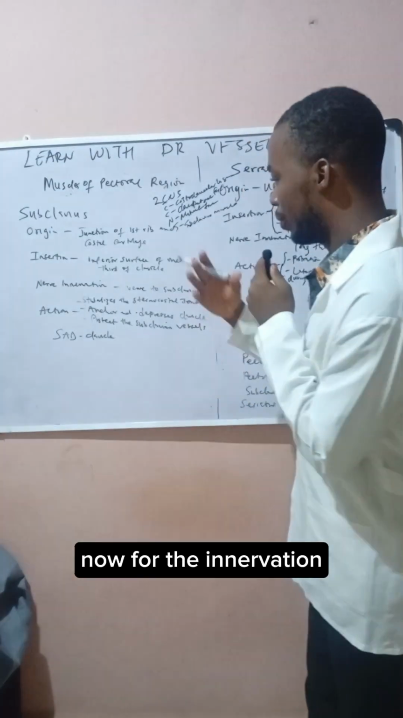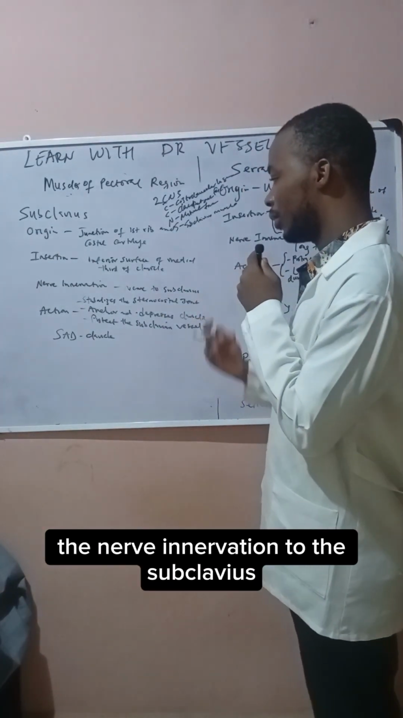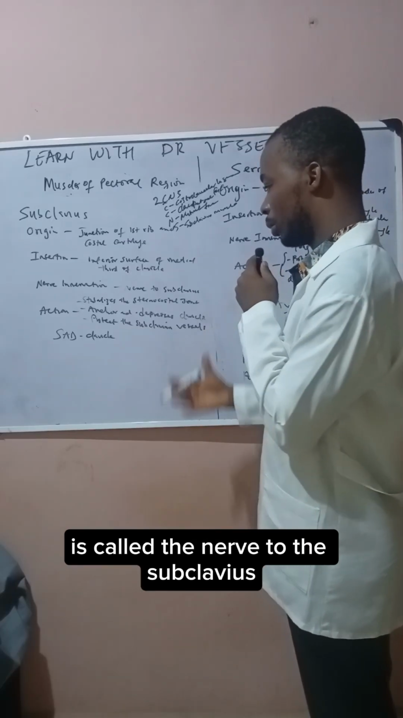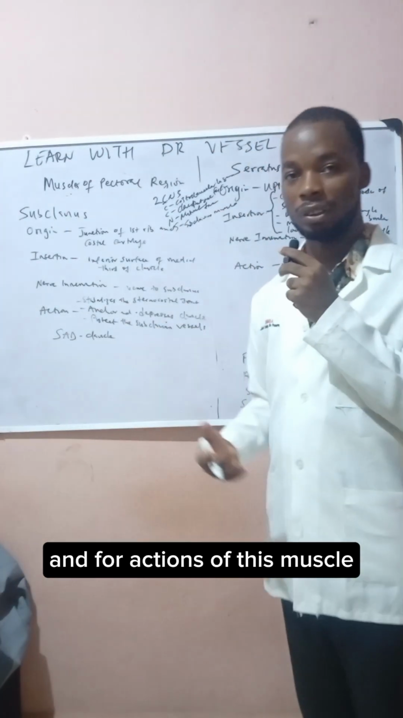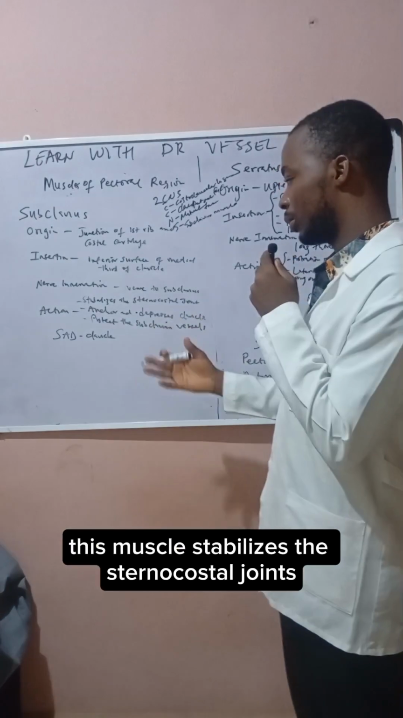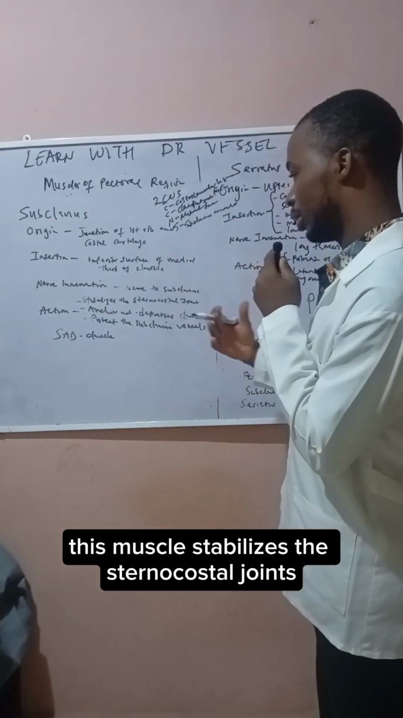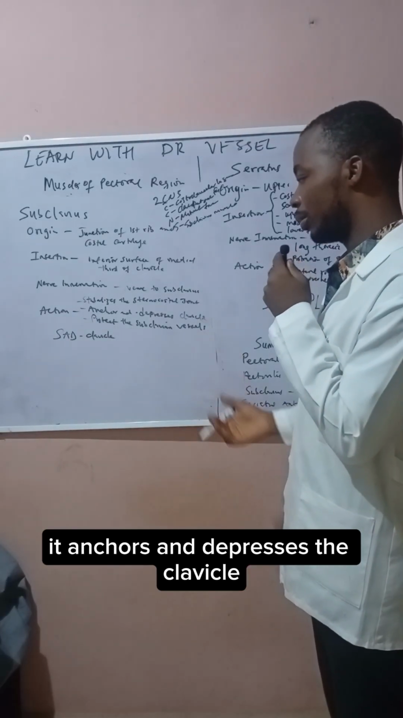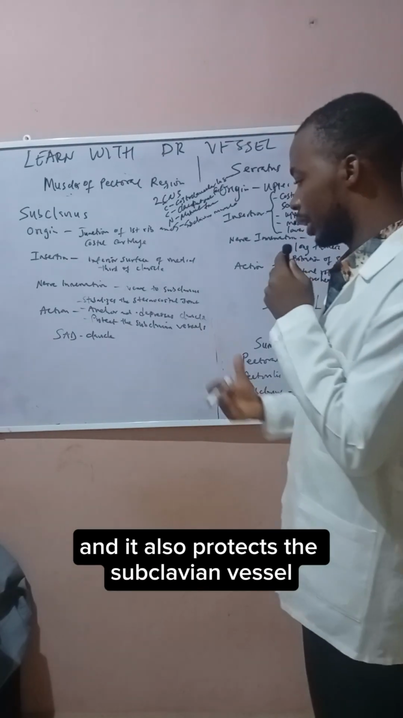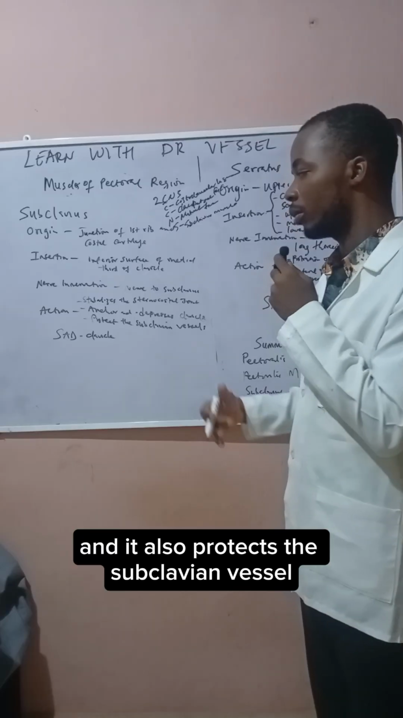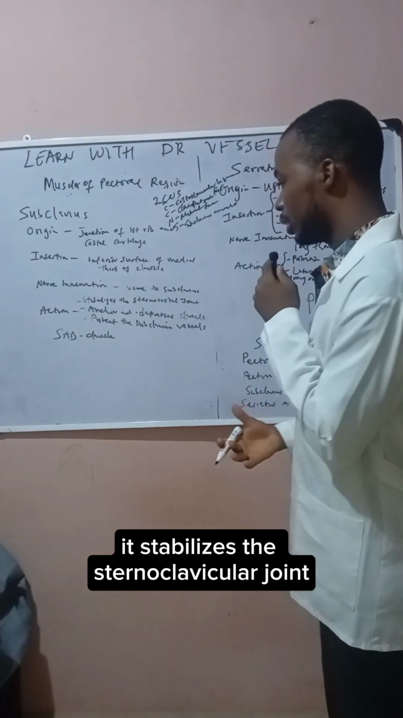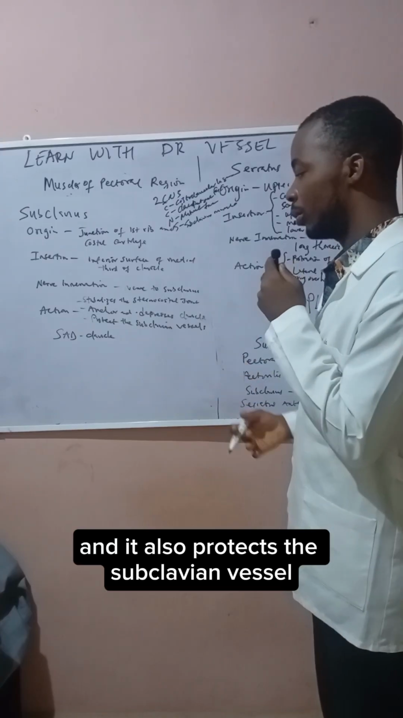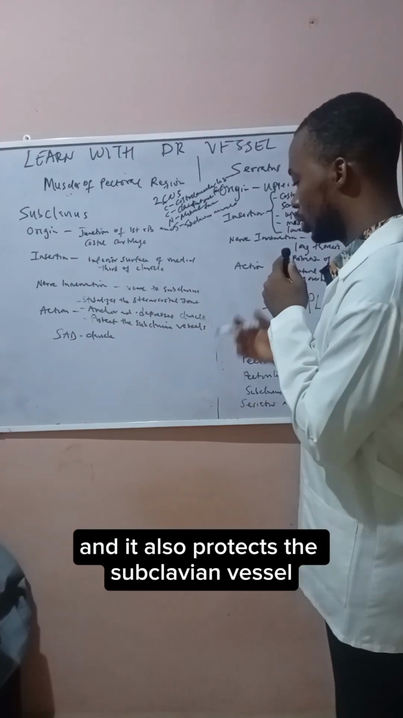Now for the innervation, the nerve supplying the subclavius is called the nerve to the subclavius. For its action, this muscle stabilizes the sternocostal joint, it anchors and depresses the clavicle, and it also protects the subclavian vessel.